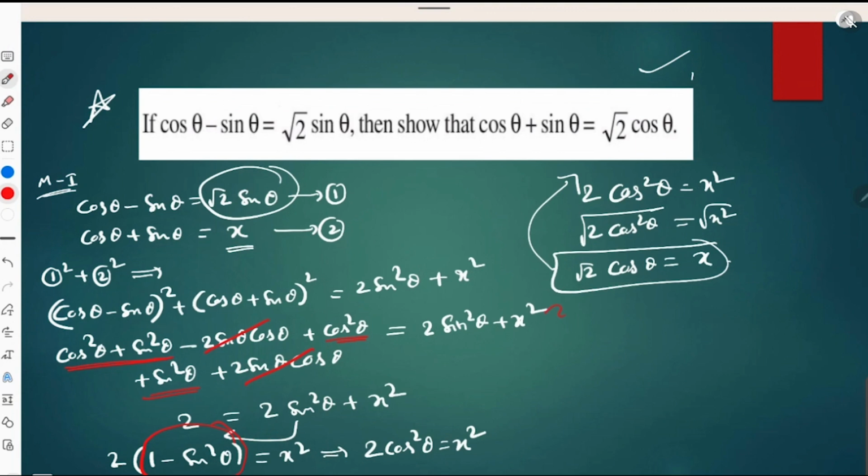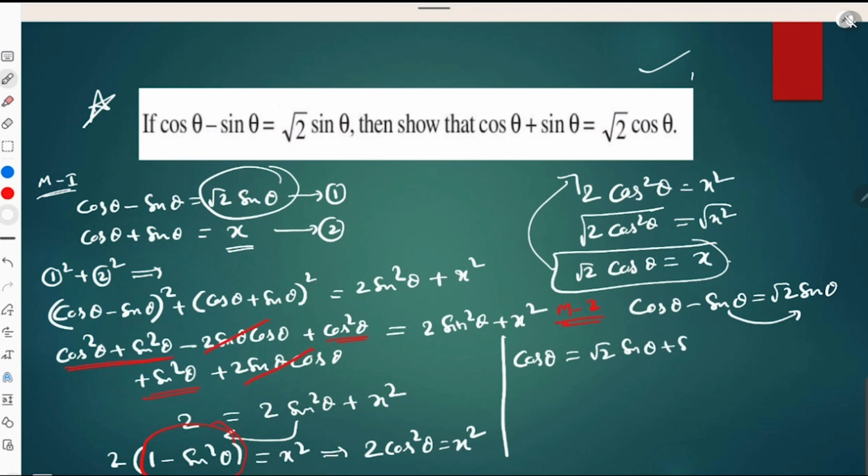And there is one more method where we use rationalization. See, here cos theta minus sin theta equal to root 2 sin theta. So bring this sin theta to the other side. So cos theta equal to root 2 sin theta plus sin theta. Take sin theta common. So it will be root 2 plus 1 into sin theta equal to cos theta.